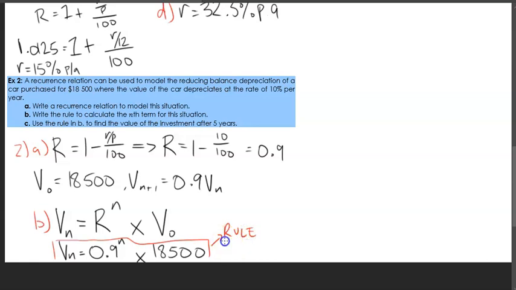And the difference, and I'm going to keep saying this, the difference between a recurrence relation and a rule: this recurrence relation tells you how to get the next term using the previous term, where the rule tells you any term that you want, provided that you know what the common ratio is and you know what the initial amount is. And that's where that n to the power comes from.